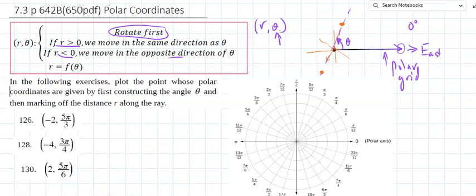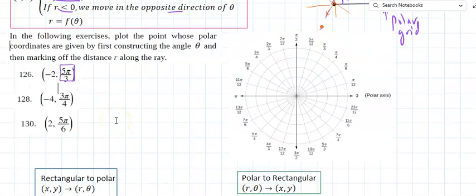So to start off, a quick reminder of how this works. If I wanted to pinpoint the following points whose polar coordinates are given, just mark the point 5 pi over 3. So remember, I start pointing in the positive x direction. I'm going to rotate to 5 pi over 3. I'm going to rotate all around until I line up with 5 pi over 3.